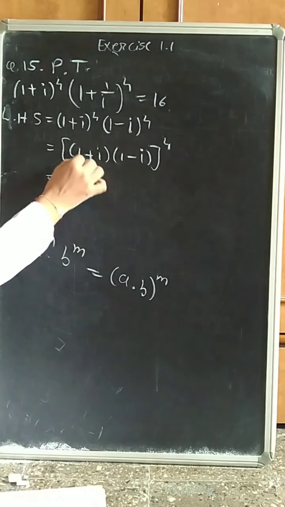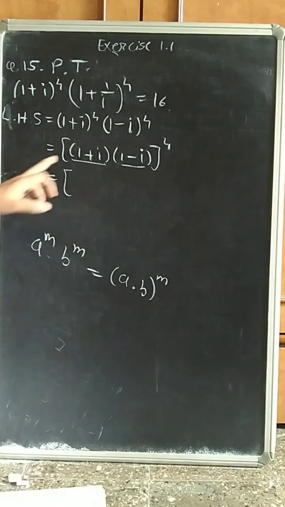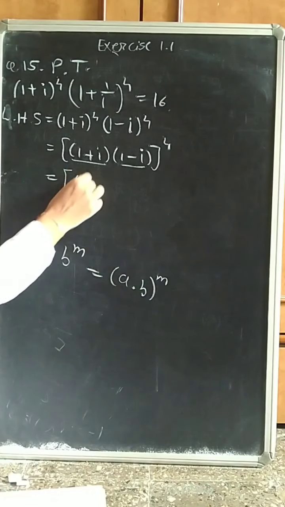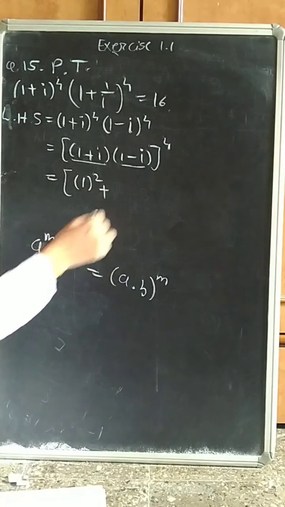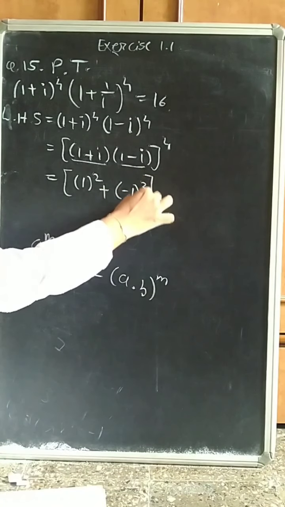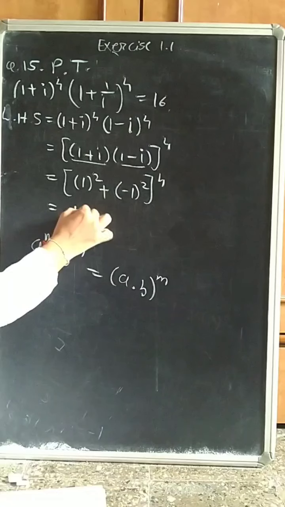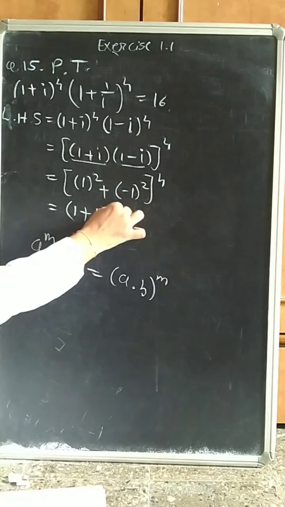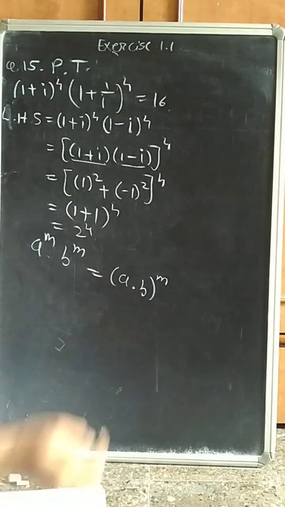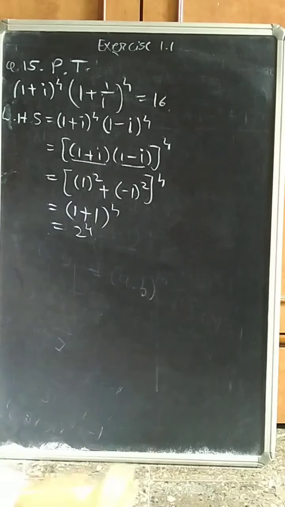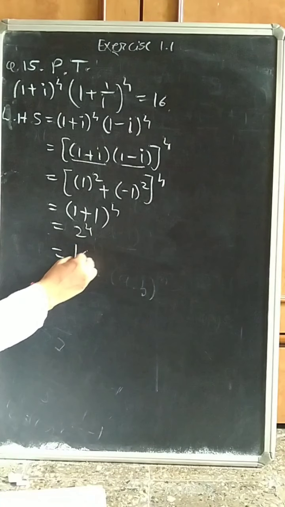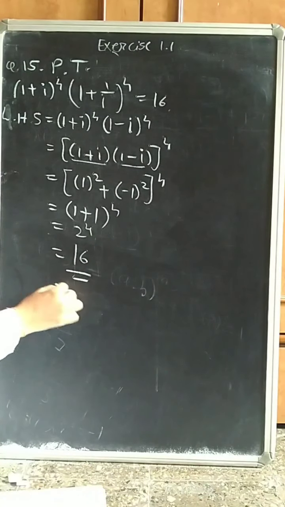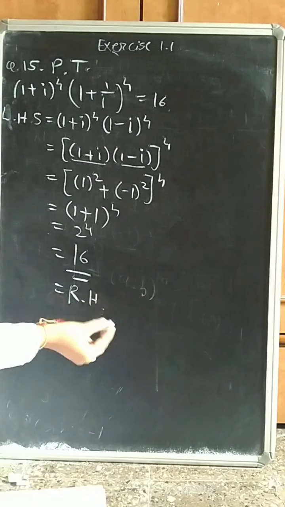Okay? Now this is 1 plus i and this is 1 minus i. 1 plus i चा conjugate 1 minus i, तर तो आपण फॉर्म्युला वापरू शकतो z into z bar. So 1 square plus minus 1 square raised to 4. 1 square is 1, minus 1 square is 1, raised to 4. 1 plus 1 is 2. 2 raised to 4, and 2 raised to 4 is 16. Hence, this is our RHS. Hence, proved.